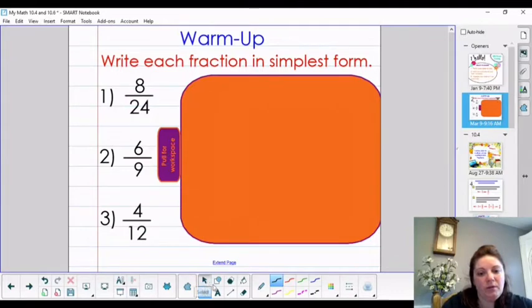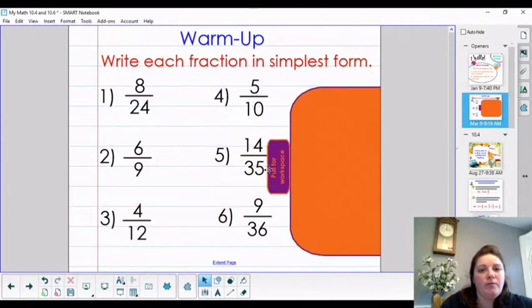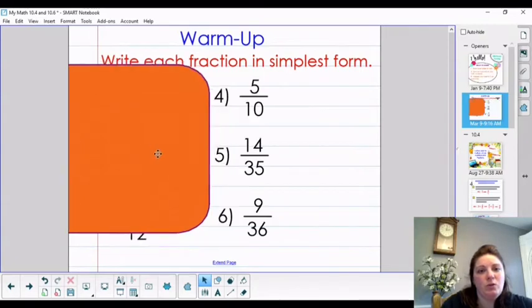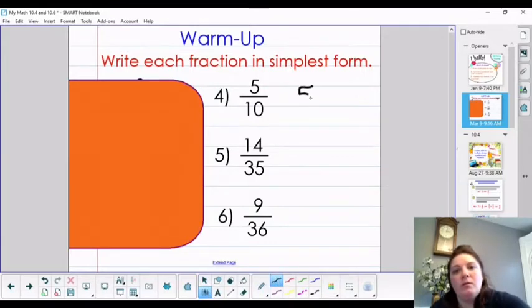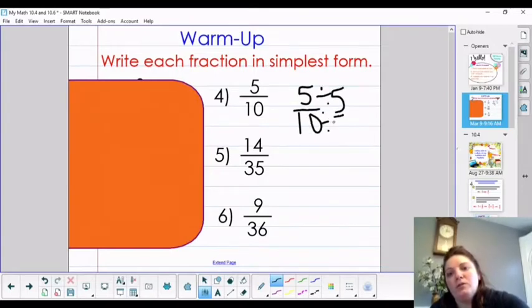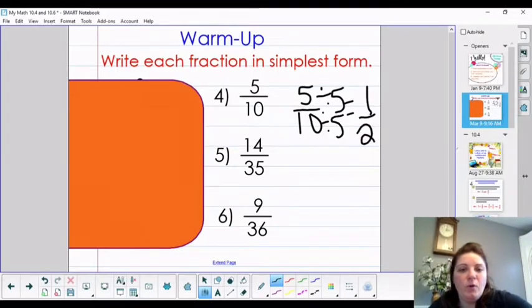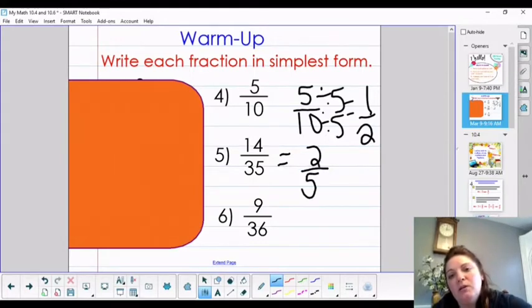Let's look at the remaining 3 problems. 5/10 is equal to 1/2. I can divide by 5. Five is the GCF, and I get 1/2. Sorry, it's sloppy. 14/35. I can divide both of those numbers by 7. 14 divided by 7 gives me 2, and 35 divided by 7 is 5. So 14/35 reduces down to 2/5.